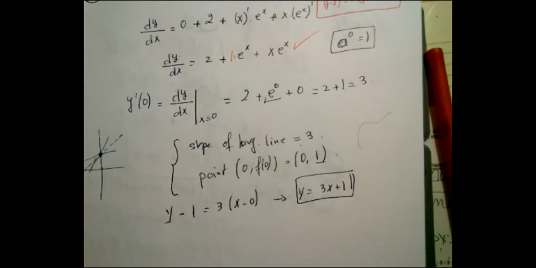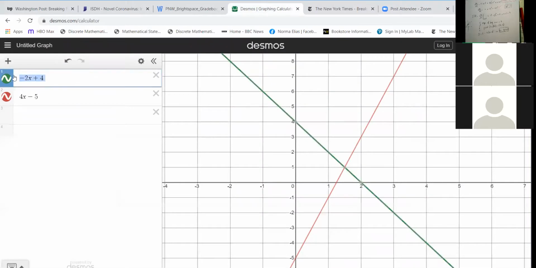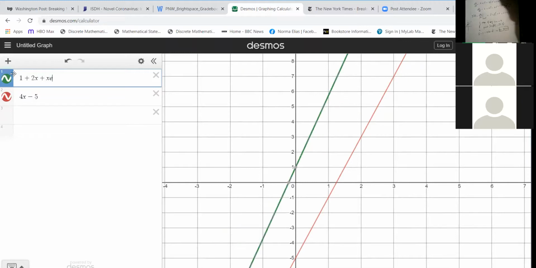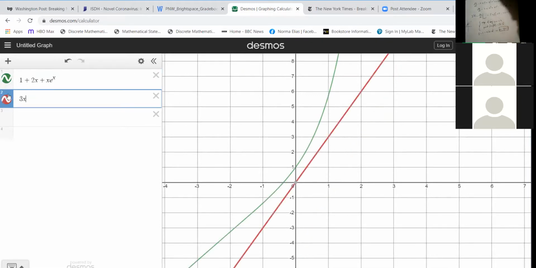So I will share the screen with you. Give me a second. I need decimals as usual; decimals are great to graph. So my function is 1 plus 2x plus x e^x, and now we will know at least whether we're right or wrong, plus 1.